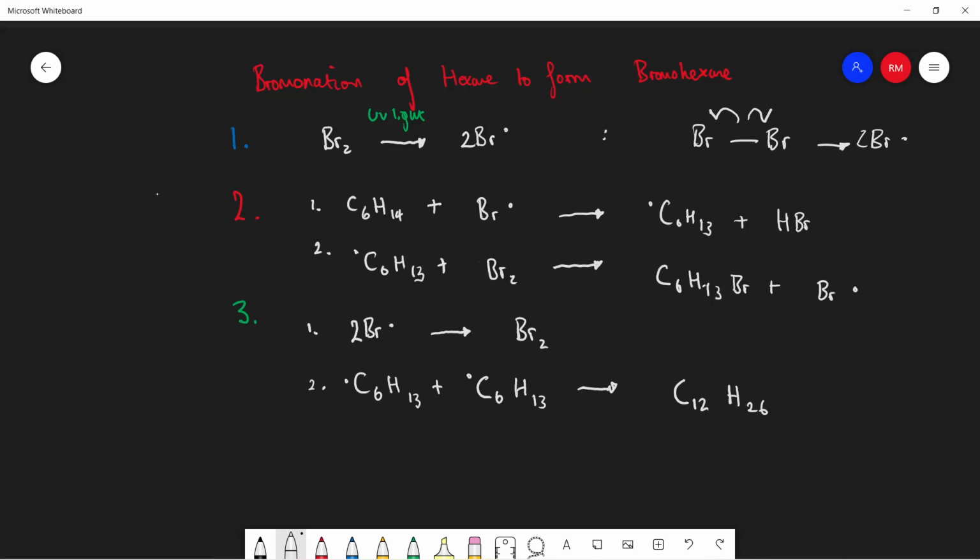This will form our C12H26. And part 3 of the termination is the part we actually want. And here we've got C6H13 plus. We've got our intermediate plus our bromine radical to form our bromohexane.